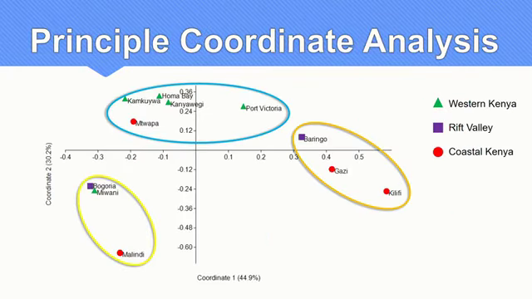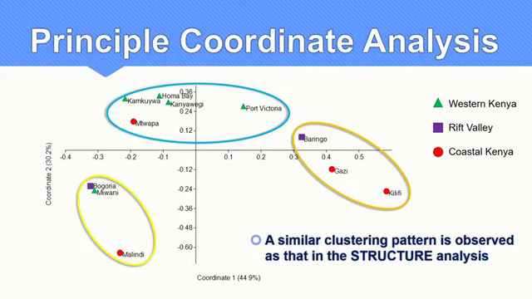Next, we have a principal coordinate analysis, where you can see a similar clustering pattern to that observed in the structure analysis. For example, if we take a look at the populations in the blue cluster here, you can see our 4 similar western Kenya populations, but then you also see 1 coastal Kenya population clustered in there. And you also see coastal Kenya sites in the other 2 clusters as well. And this is likely due to a recent population expansion rather than lots of current gene flow.